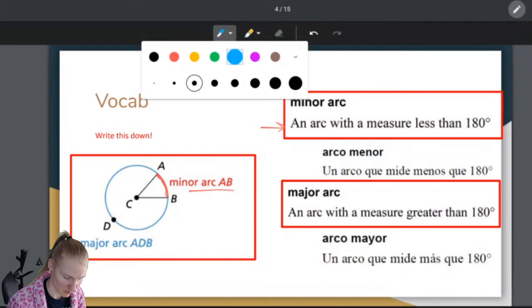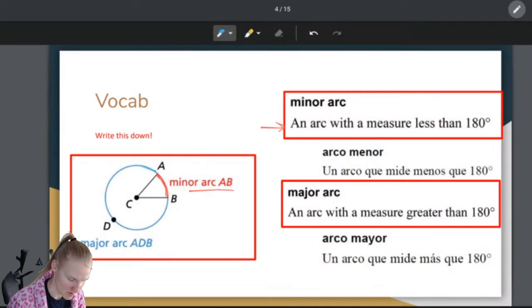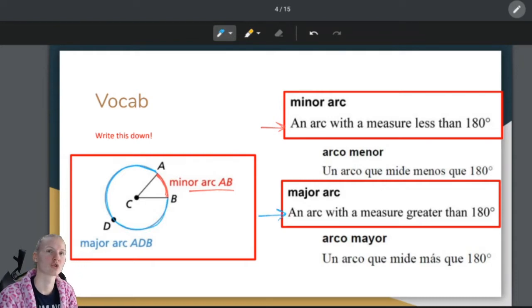Okay, and then we have our major arc. That's this one over here. Major arcs are just arcs with measures greater than 180 degrees. And those should go in your notes, please, and thank you.